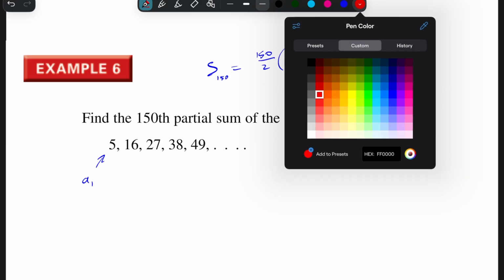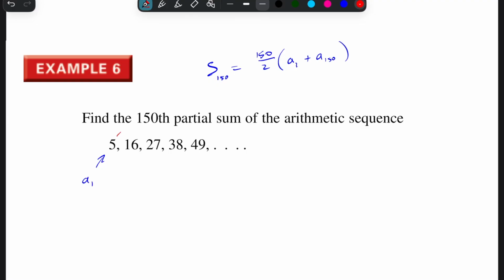In this case, it's 16 minus 5, which is 11, right? My common difference is 11. I don't want to keep adding 11 150 times to figure it out. So we're going to default to using our nth term formula. A sub n is your first term, which in this case is 5, plus n minus 1 times your common difference, which is 11. So if I want A150, all I have to do is 5 plus 150 minus 1 times 11.